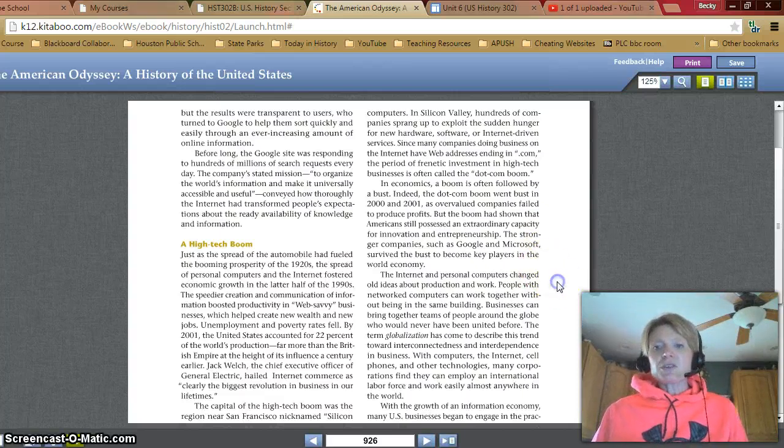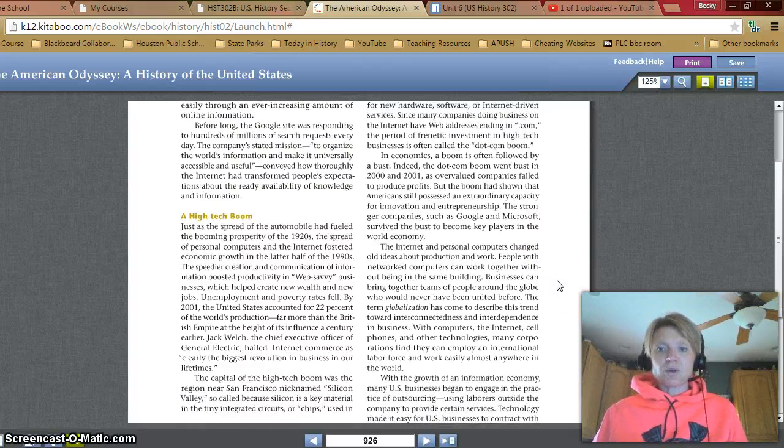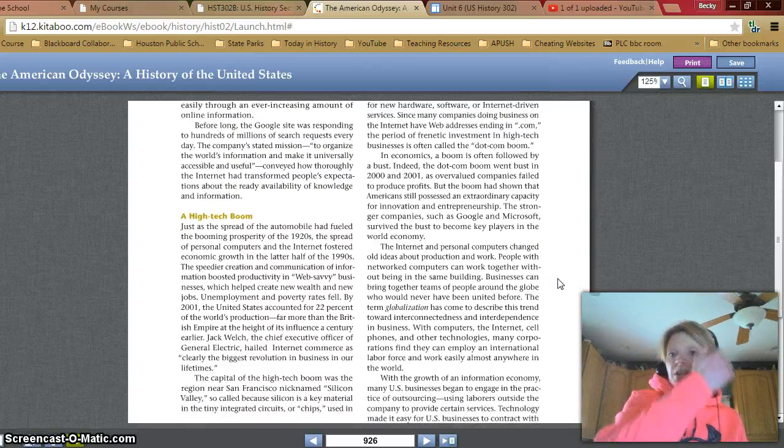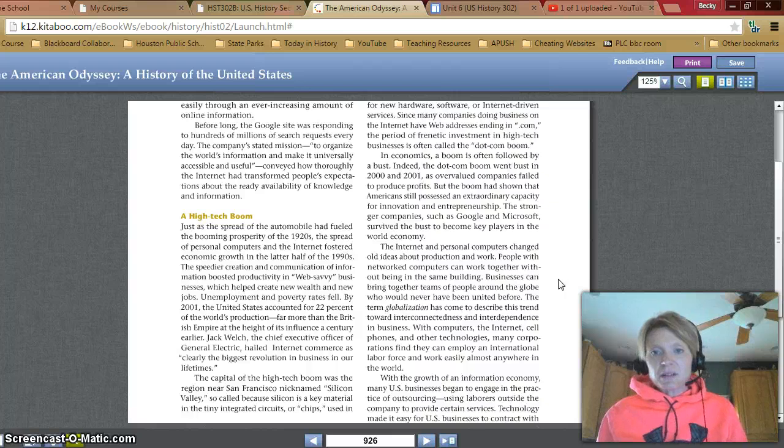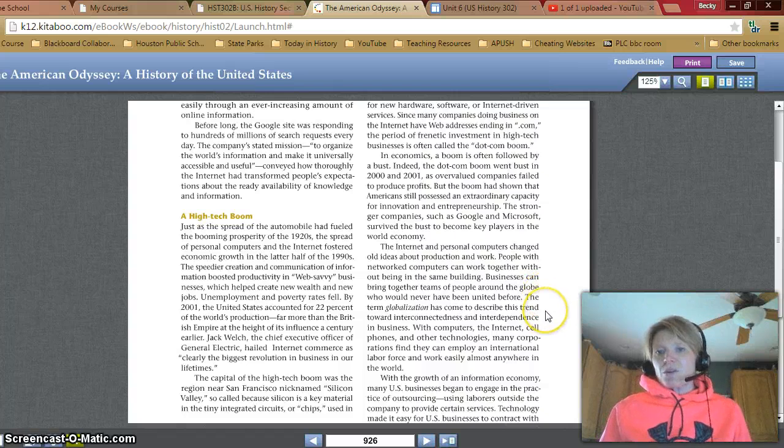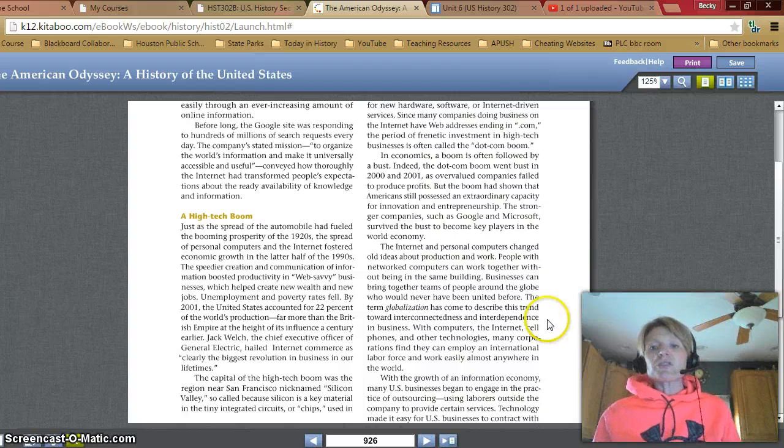The internet and personal computers changed old ideas about production and work. People with network computers can work together without being in the same building. Businesses can bring together teams of people around the globe who would never have been united before. The term globalization has come to describe this trend toward interconnectedness and interdependence in business.